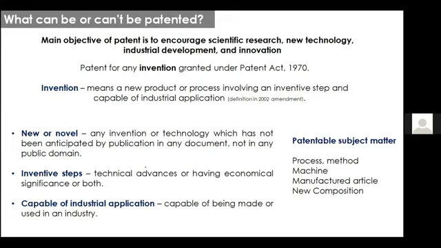One is the process, so a process can be patented. The process or the method can be patented. A final instrument or the machines can be patented. A manufactured article can be patented, or any new composition, for example, a chemical synthesis or chemical composition, can be patented. So these are the terms which say what can be patented, and now we will see what cannot be patented.